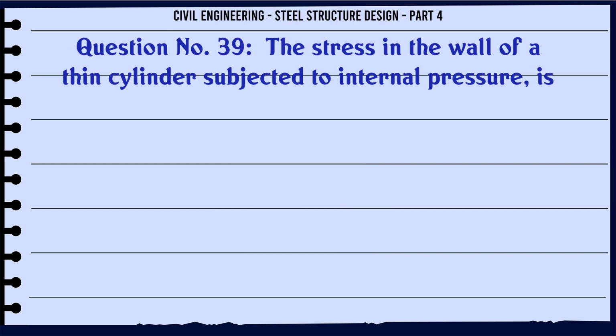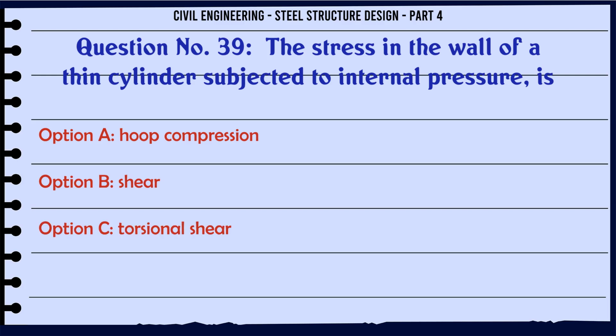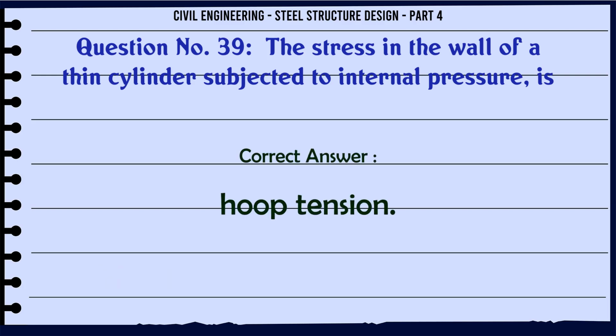The stress in the wall of a thin cylinder subjected to internal pressure is A. hoop compression, B. shear, C. torsional shear, D. hoop tension. The correct answer is hoop tension.